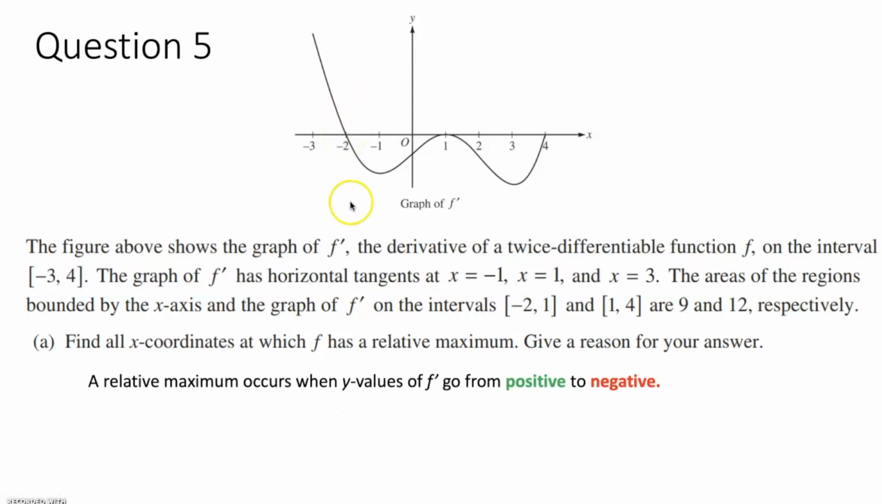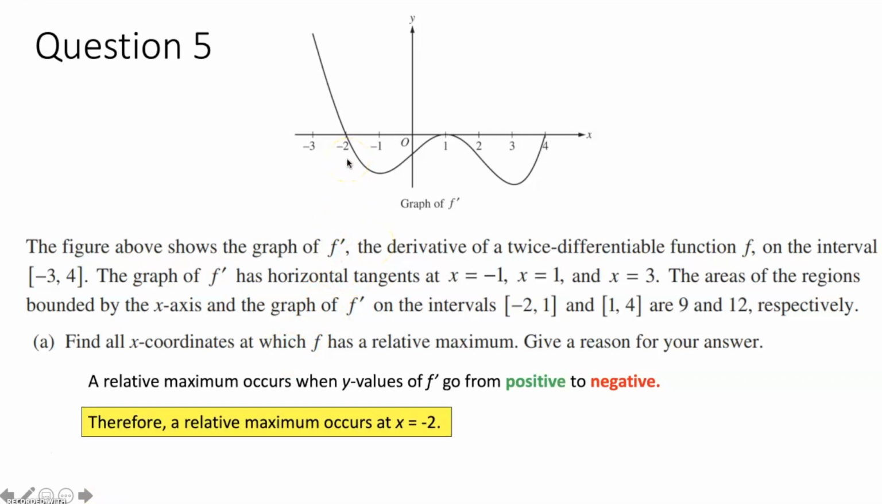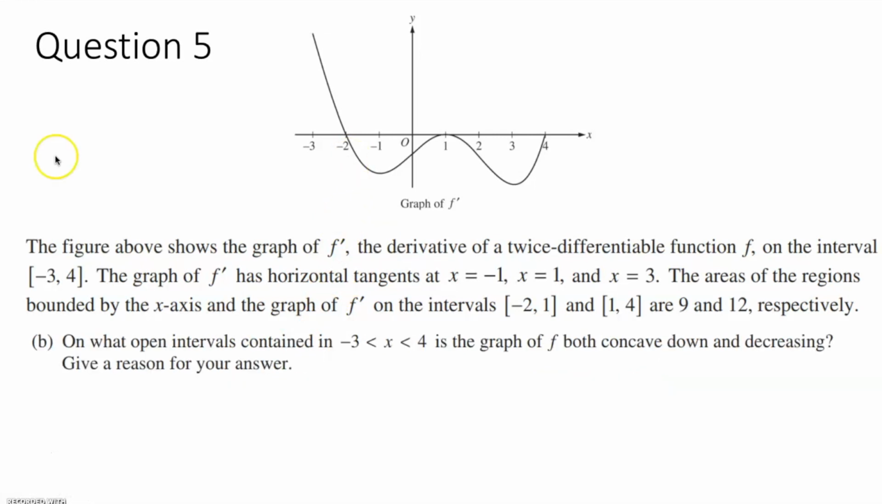Because the graph of your derivative goes from positive y values to negative y values, your original function goes from increasing to decreasing. Meaning, by the first derivative test, your original function would have a relative maximum at x is equal to -2. Now part B says on what open intervals contained in the interval from -3 to 4 is the graph of f both concave down and decreasing? Give a reason for your answer.